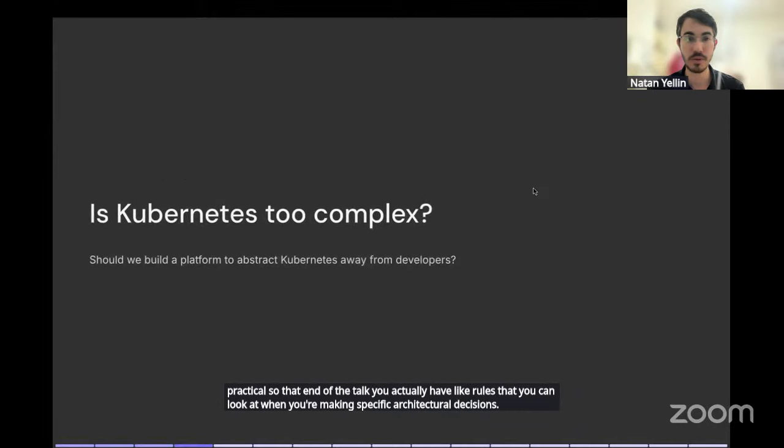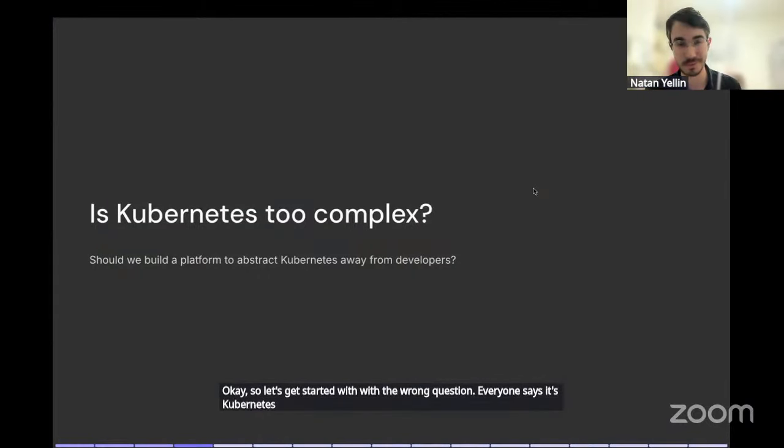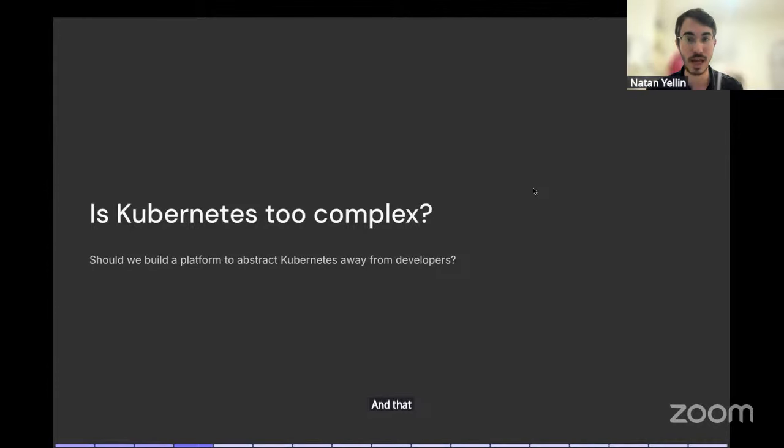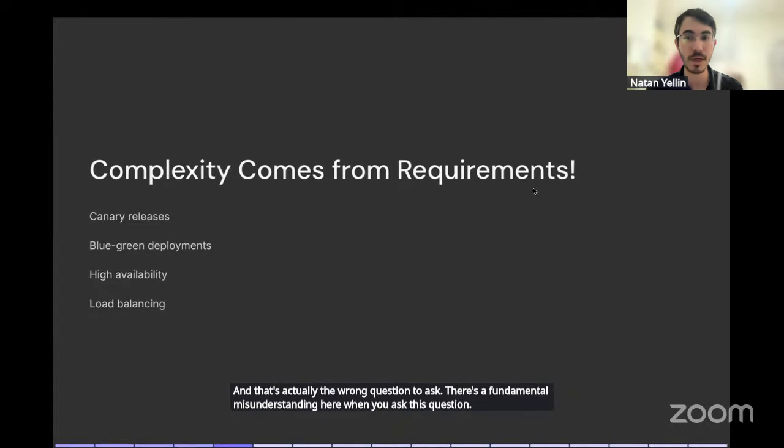Okay, so let's get started with the wrong question. Everyone says, is Kubernetes too complex, and should we build a platform to abstract Kubernetes away from developers? That's actually the wrong question to ask. There's a fundamental misunderstanding here, and the reason why is that complexity doesn't come from Kubernetes. Complexity comes from your requirements.